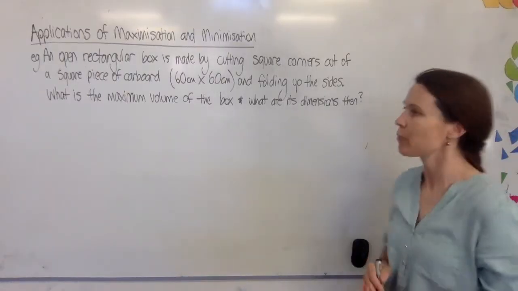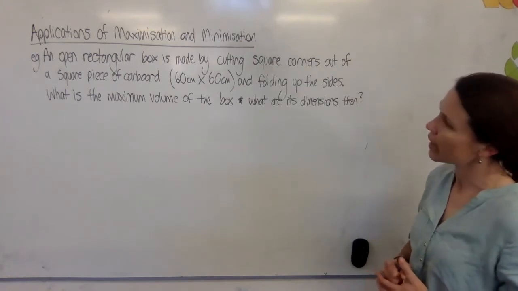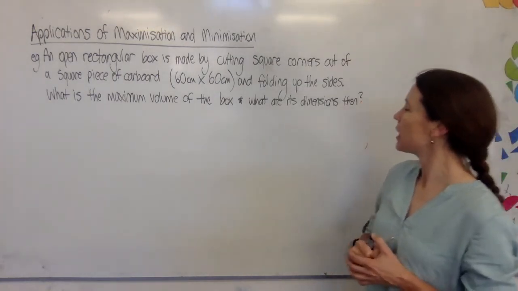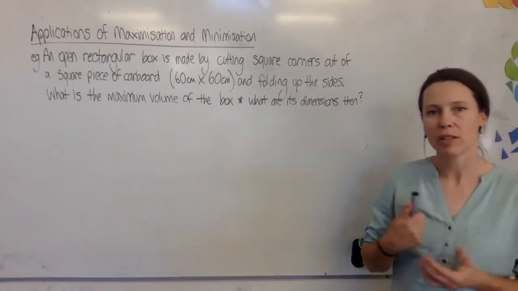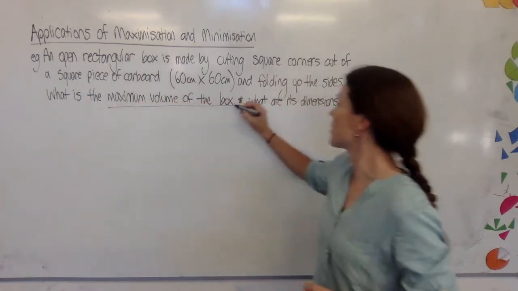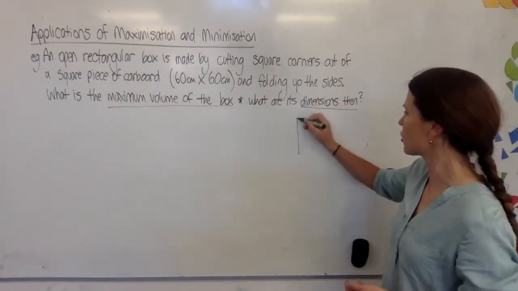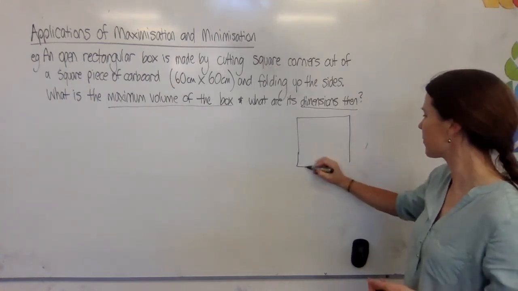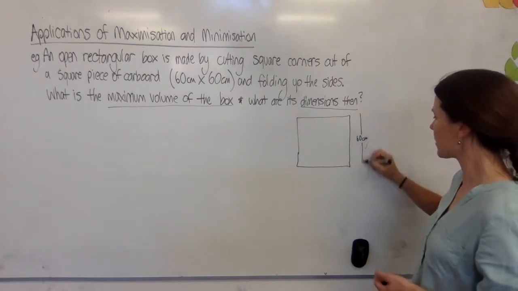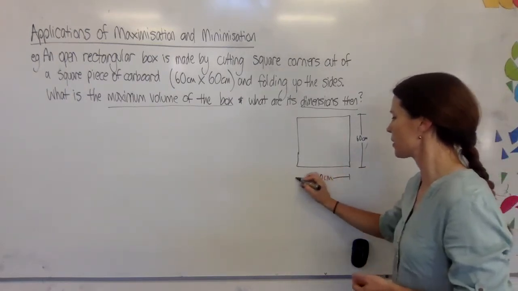So here we have an example. An open rectangular box is made by cutting square corners out of a square piece of cardboard that's 60 centimetres by 60 centimetres and folding up the sides. What's the maximum volume of the box and what are its dimensions then? Okay, first thing to draw here is a picture showing what we're dealing with. Now we've got a piece of cardboard that's 60 centimetres by 60 centimetres. So drawing that up first is the best way to start.